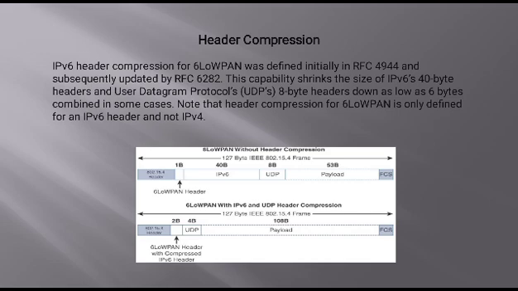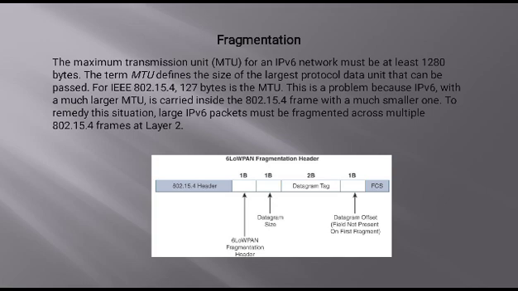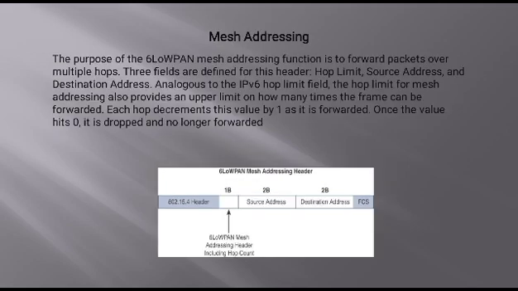IPv6 header compression was defined initially by RFC 4944 and subsequently updated by RFC 6282. This capability shrinks the size of the IPv6 and user datagram protocol headers, from 48 bytes down to 6 bytes combined in some cases. Fragmentation. The maximum transmission unit for IPv6 must be at least 1280 bytes. The term MTU defines the size of the largest protocol data unit that can be passed. For IEEE 802.15.4, the MTU is 127 bytes. This was the problem for IPv6. The larger MTU is carried inside an 802.15.4 frame by fragmenting it into smaller ones.